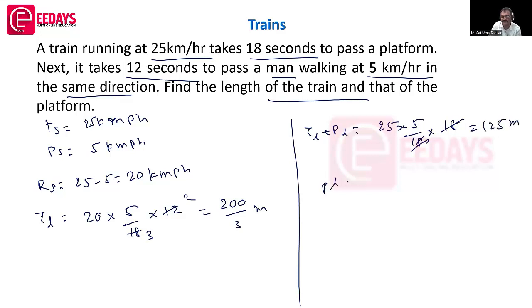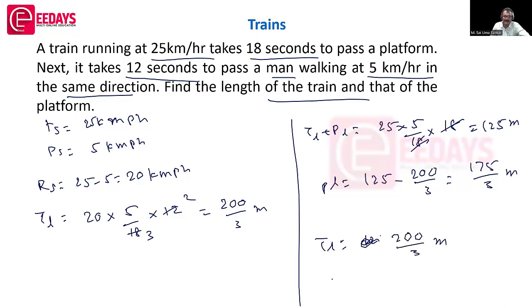What is the platform length? That is equal to 125 minus 200/3. So this is 375 minus 200. That is 175/3 meters. So train length is equal to 200/3 meters. And what is the platform length? That is equal to 175/3 meters. That is the answer.